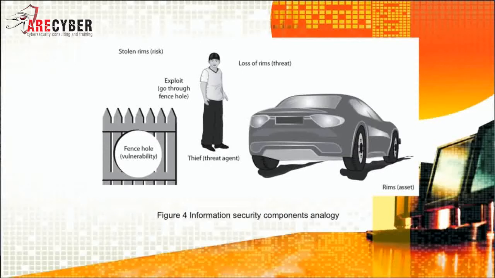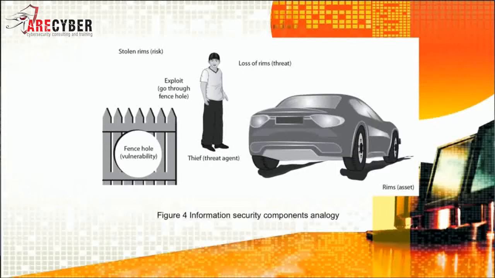Tommy does a good job of locking his car up every night and putting it behind the fence. However, there's a hole in the fence. This allows an avenue, or a threat vector, for the thief, the threat agent, to go in and exploit the ultimate threat of losing his hard-earned rims on his new car.